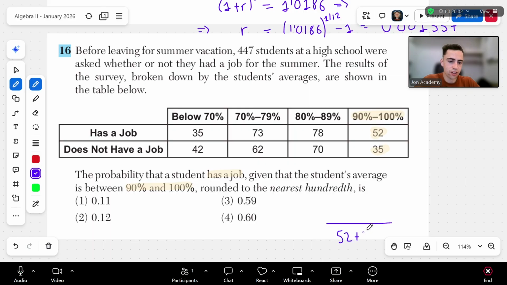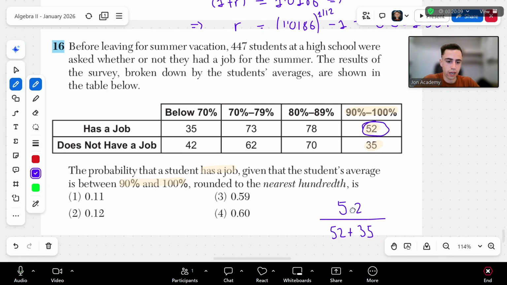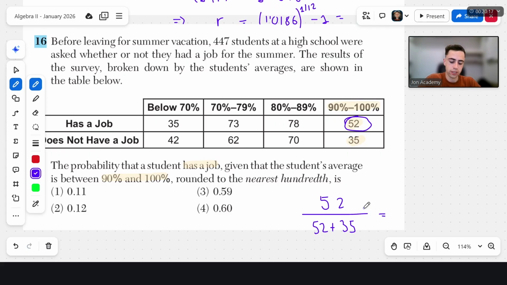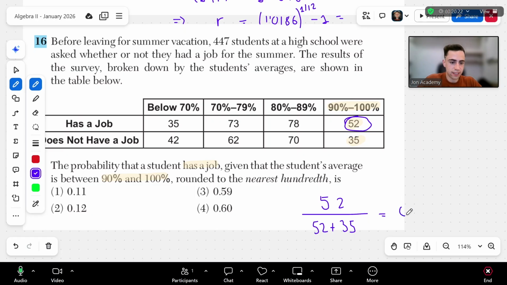That's gonna be 52 plus 35, the total cases. And the ones with a job out of those are 52. So this is what we need to calculate. 52 over 52 plus 35. And we can write that on the calculator directly. And that gets us a probability, which is a decimal number, 0.5977, which we can round to the nearest number here, and it's gonna be 0.60, which is the fourth option here.